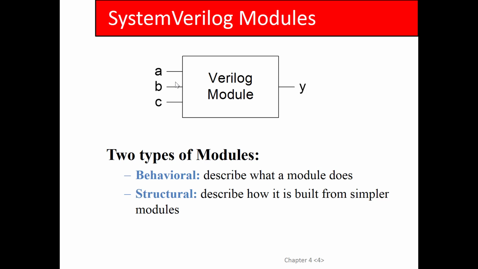Structural HDL is when you're designing a circuit in HDL, meaning that you're not putting any behavior in. You're just saying, I want to take this module and stick that in here, and I want to take another module and put that in here, and I want to connect them with wires. So it's kind of like building a schematic or a block diagram using HDL.